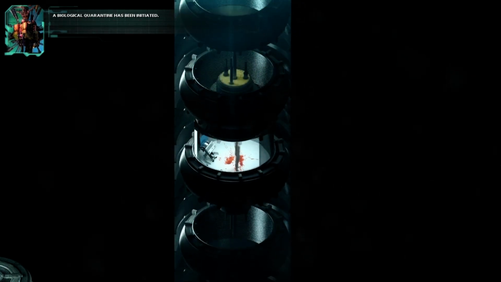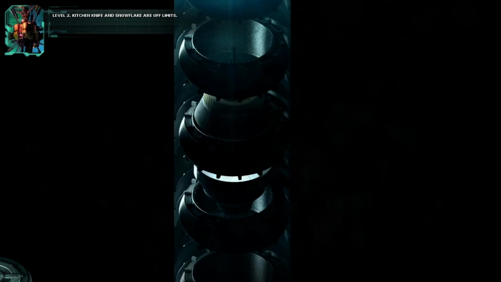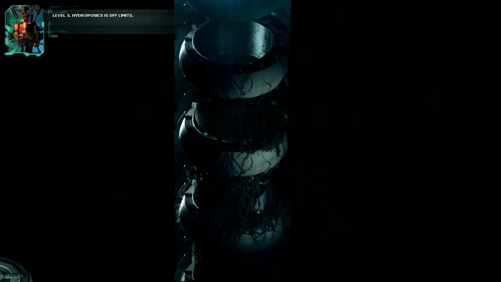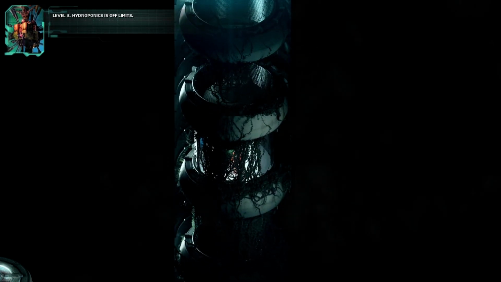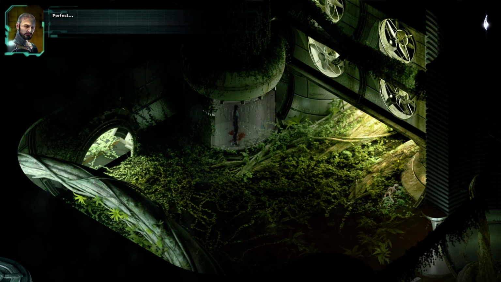A biological quarantine has been initiated. Level 2. Kitchen knife and snowflake are off limits. Okay, we've heard a little bit about Project Kitchen Knife. Level 3. Hydroponics is off limits. Is that what the door is supposed to sound like? Perfect.